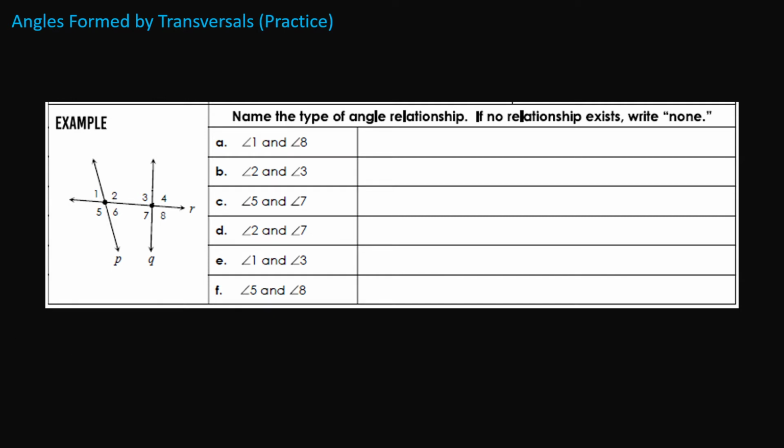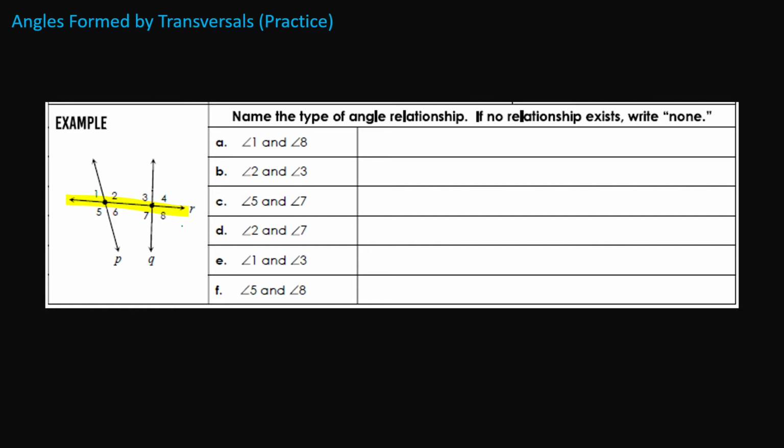So let's look at the relationship between angles 1 and 8. First, let's define what our transversal is, and I'm going to highlight it. When I highlight it, line R is the transversal because it intersects two lines. It intersects lines P and Q.